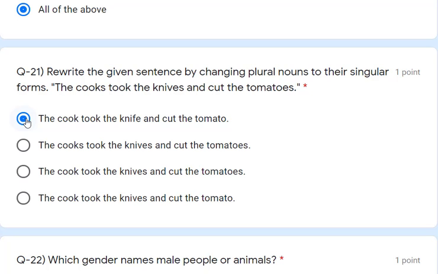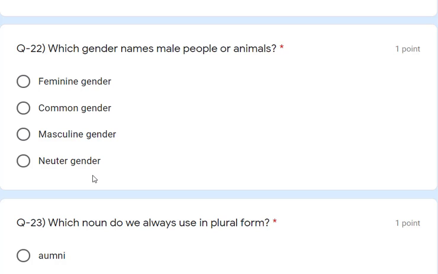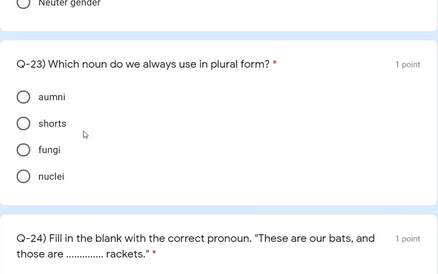Okay, now see question number 22. Which gender names male people or animals? That is masculine gender, which refers to male people. Which noun do we always use in a plural form? That is shorts. Shorts is the correct one.